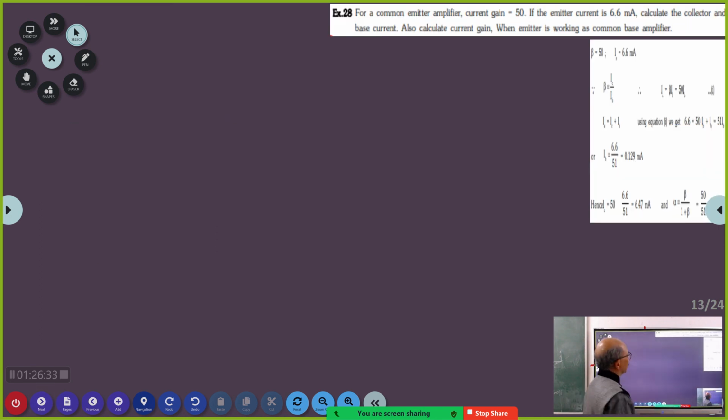For a common emitter amplifier with gain 50, if the emitter current is 6 milliamperes, calculate the collector and base current. Also calculate the current gain when the transistor is working in common base configuration. Do you want to try it out?